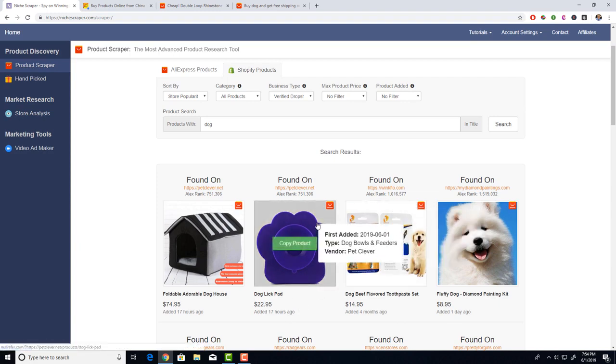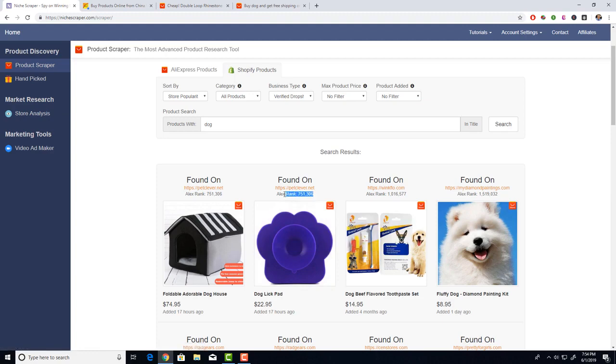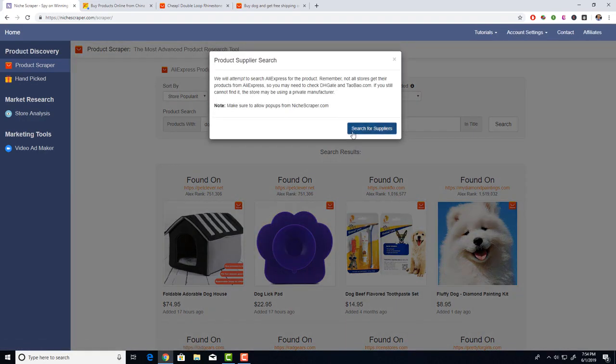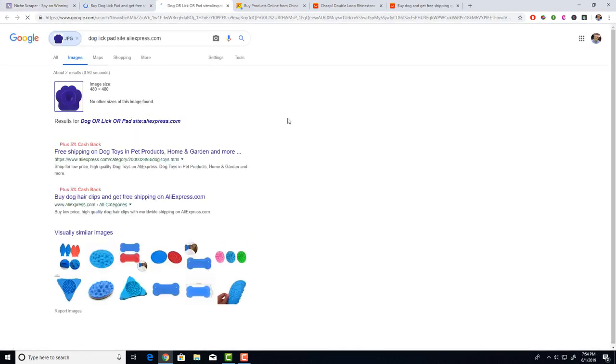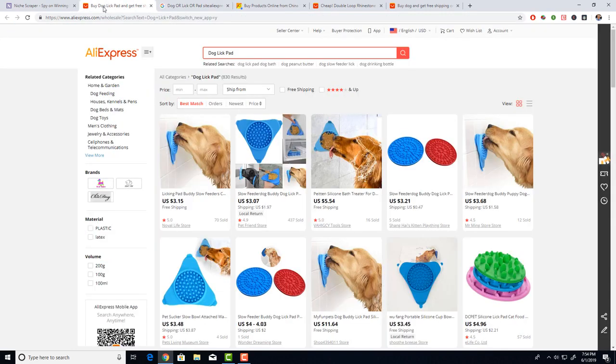You can scroll over and see when the exact data was added, the type. This is a dog bowl and feeder. You can see the Alexa rank of the store, which is essentially the store popularity number. So the lower is better here. You can click on this button right here, the Aliexpress button, and it's going to try to search for this product on Aliexpress. But just know that since these products are showing up on Shopify, we don't know if they're sourcing it from Aliexpress. They can be sourcing it from Taobao or Amazon or any other place. But this is a quick search to see if we can find it anywhere on the internet.